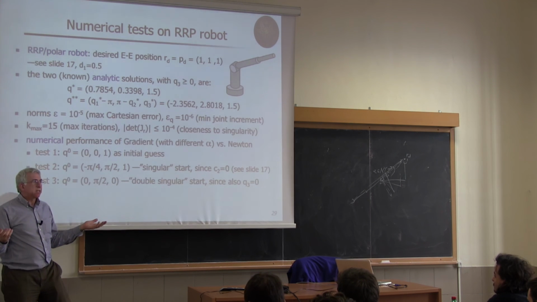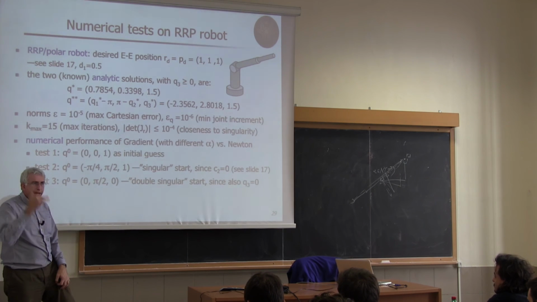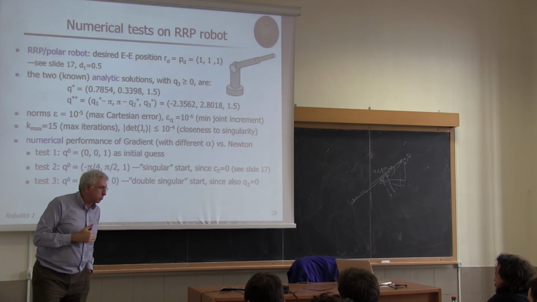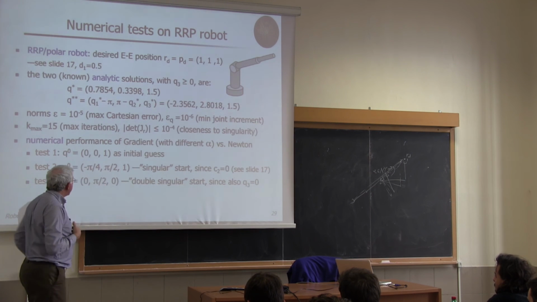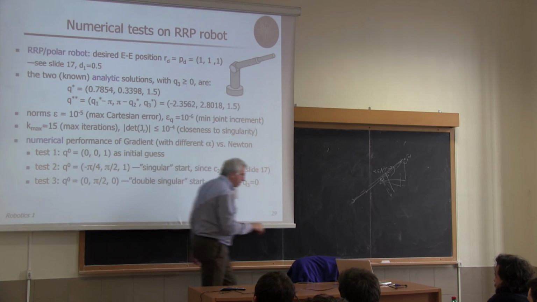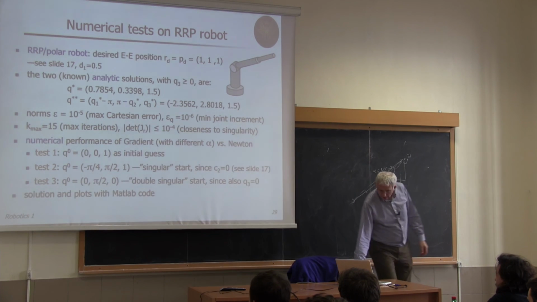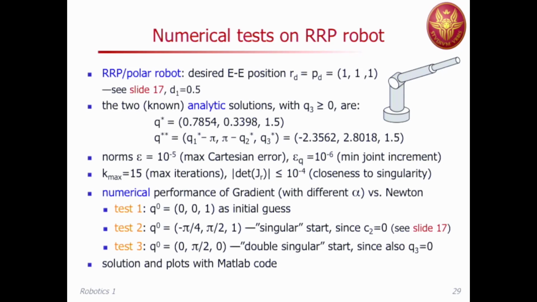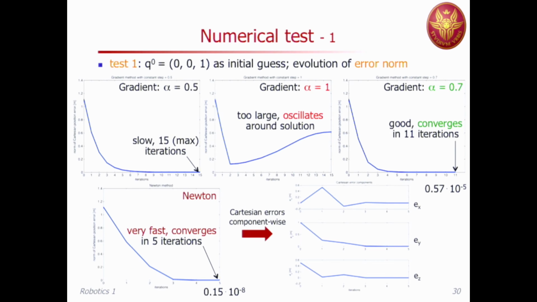So the determinant is equal to 0. But there are two levels of severity of singularity, as we discussed already. Okay, so these are critical starts. This is a generic start. And there's a MATLAB code that, if you wish, you can have. So this is the first test.